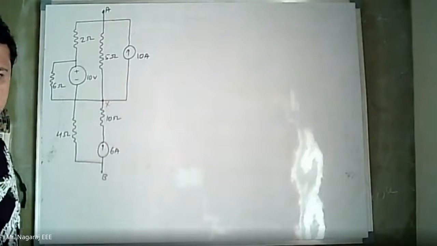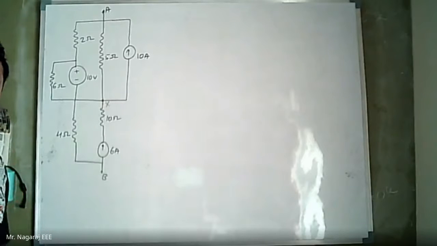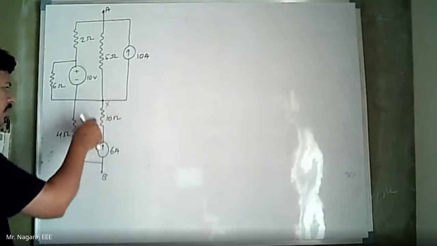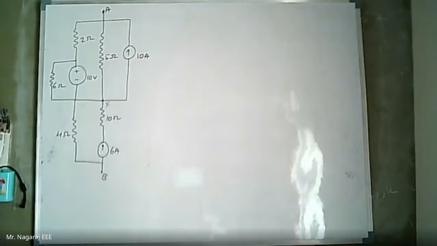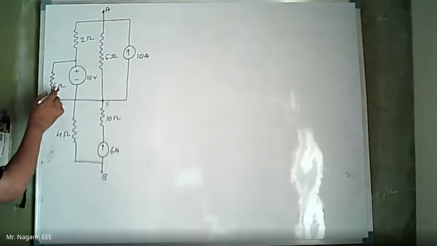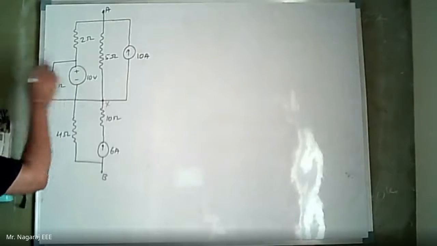So the branch that carries a current source is characterized by current, not by voltage drop. Therefore, I am completely free to take this 10 ohm resistor away from the circuit because it adds no significance in the circuit operation. This is one case. Second case, you observe a resistance across a voltage source.